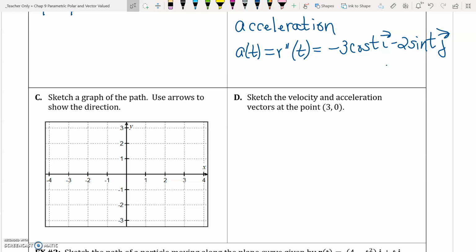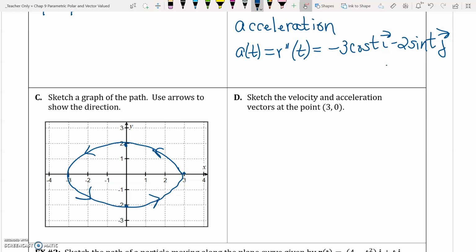Part C then says to sketch a graph of the path using arrows to show the direction. We know from part A that it is indeed an ellipse. So it looks like this. Starting at t equals 0, we'll be at the point 3, 0, and we're going to travel around the ellipse. That's a terrible ellipse. We're going to travel around the ellipse counterclockwise. That's a little better.